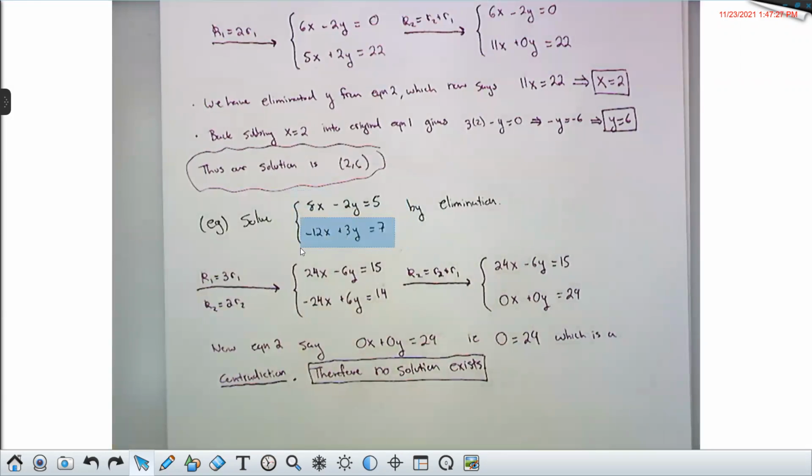These lines are parallel, but they have different y-intercepts. If you put both of these into the y equals mx plus b form, you'll see that they're both lines with slope 4, but one has y-intercept -5/2, and the other one has y-intercept +7/3. These are parallel but distinct lines.